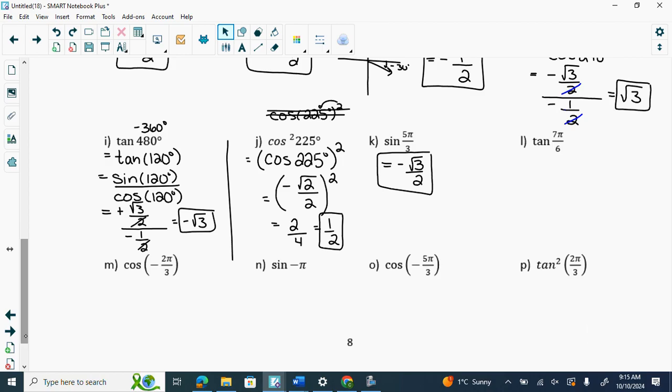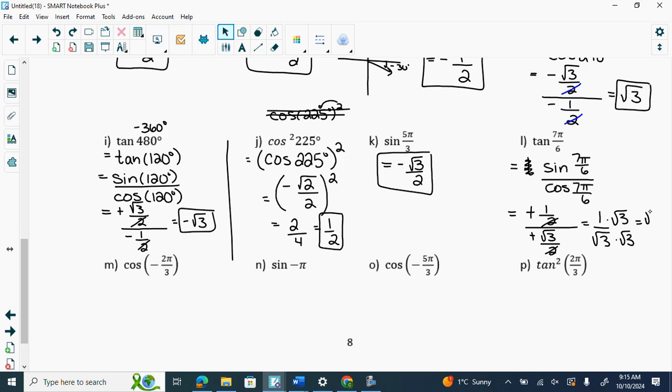Okay, tan of 7 pi over 6 is the same as 210. So we really want to write tan again. Sine of 7 pi over 6 divided by cos of 7 pi over 6. What is sine of 7 pi over 6? Cos 7 pi over 6? Now these cancel, and I'm left with 1 over root 3. What do I still have to do? The denominator. I get root 3 over 3.